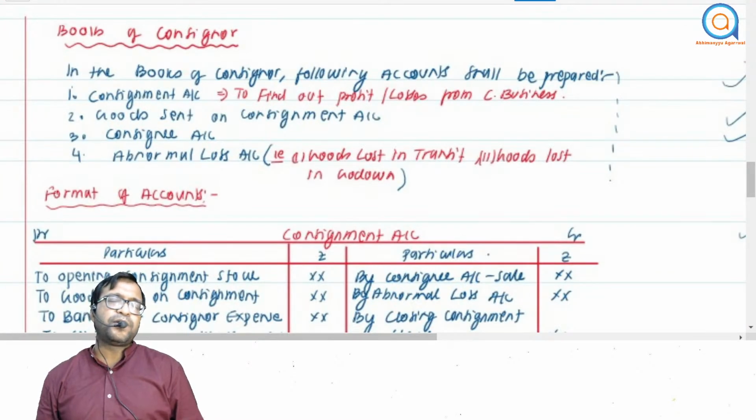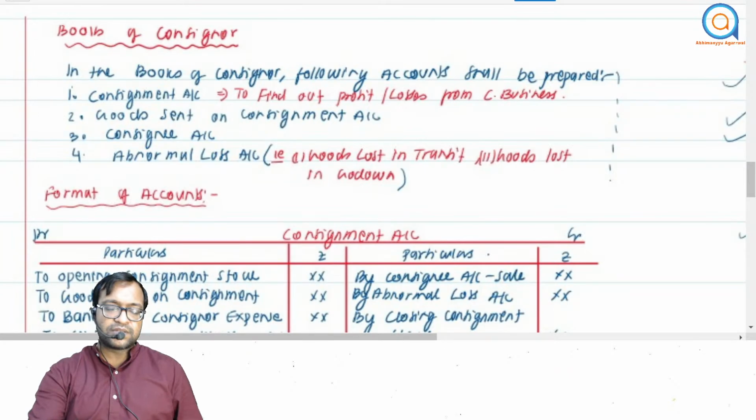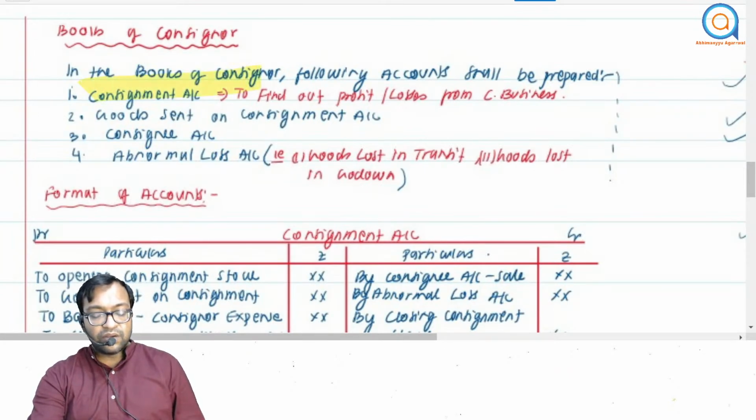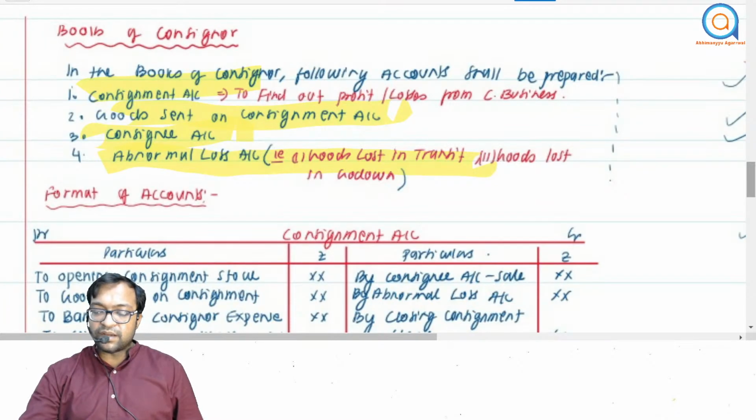In consignment, when you prepare the consignor's books, generally in exams they ask you to prepare 4 accounts. One is consignment account, one is goods sent on consignment account, one is consignee account, and one is abnormal loss. Consignment account is very easy.